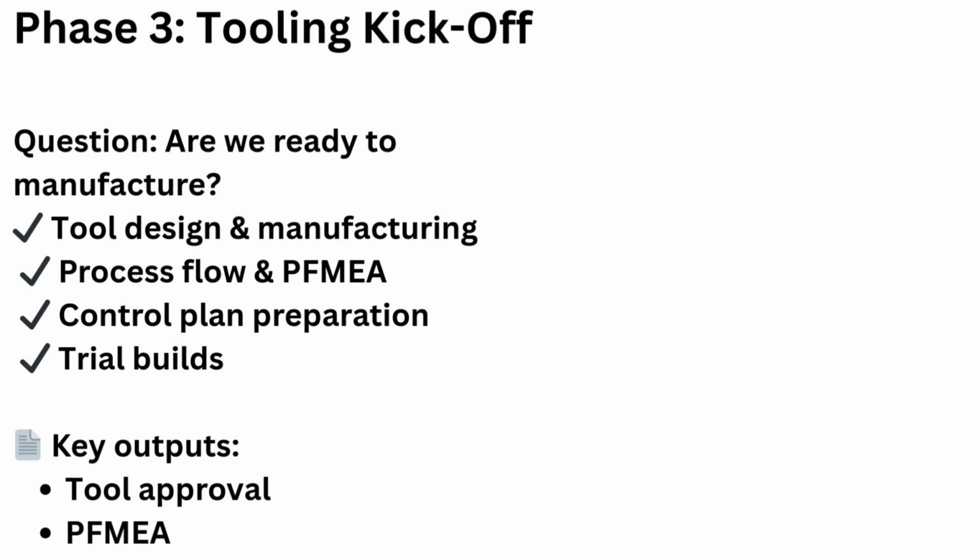Based on the process and PFMEA, the control plan is prepared to define how product quality will be monitored during production. Trial builds are then carried out using the actual tools to verify manufacturability and process stability. The key outputs of Phase 3 are tool approval, an approved PFMEA, and a finalized control plan. Once this phase is completed, the project is ready for product and process validation.